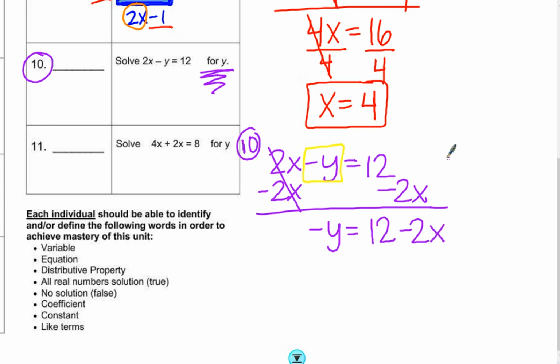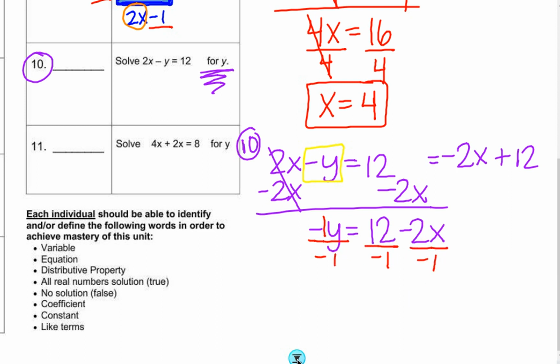Now you could have also written negative 2x and a positive 12. That would be okay too. All right, so once I'm here, I'm really close, but it wanted us to solve for one positive y. Right now I have a negative y. So remember, you can think of that as a negative 1. And to get rid of that negative 1, we're going to divide everything by negative 1.